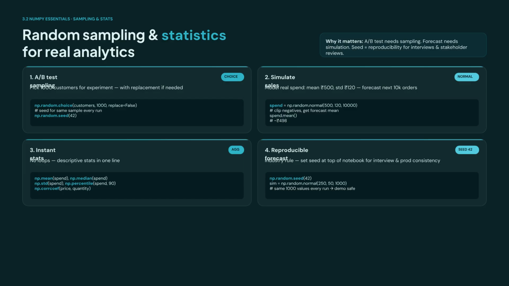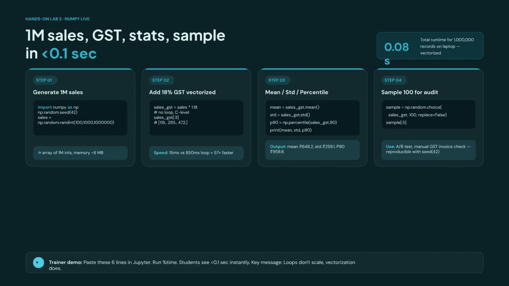Random sampling and statistics are crucial for real-world analytics, from A/B testing to simulations. We will learn how to use NumPy for reproducible and reliable results. In this hands-on lab, we will demonstrate how to generate 1 million rows of data, perform calculations, and sample them in under 1/10 of a second.